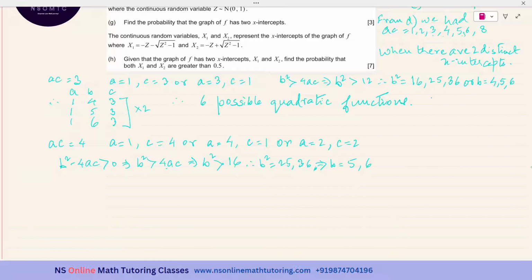So now I am having this ABC. So it will be 1, 5, 4, 1, 6, 4. Same for this, it will be 4, 5, 1 and 4, 6, 1. And for this, it will be 2, 5, 2 and 2, 6, 2. So this should get multiplied with 3. Therefore, 6 possibilities.